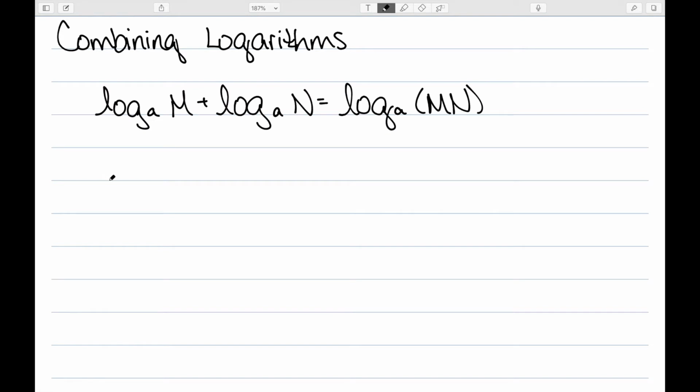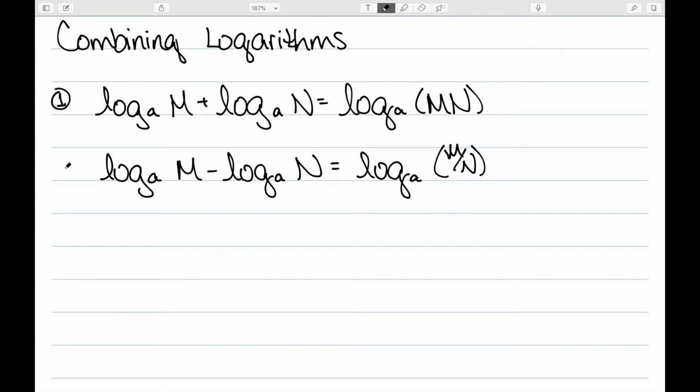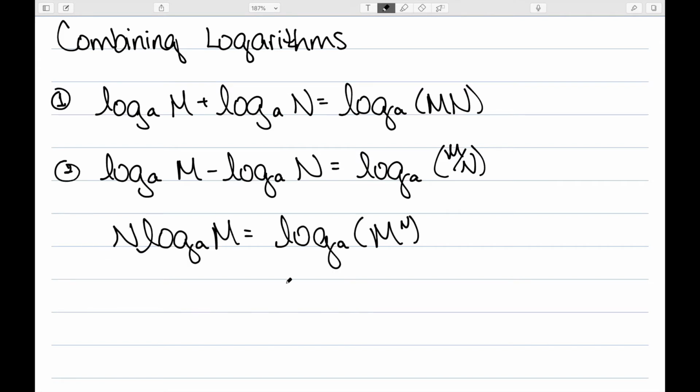The first one, log base a of m plus log base a of n is equal to log base a of mn. And I'm going to refer to this as rule 1. The second one, log base a of m minus log base a of n is equal to log base a of m over n. So if I'm adding two logarithms, I can multiply, and if I'm subtracting, I divide. I'm going to call this rule 2. And then finally, n times log base a of m is equal to log base a of m to the n. So if I have a number out front, I can move it up to a coefficient, and I'm going to call this rule 3.